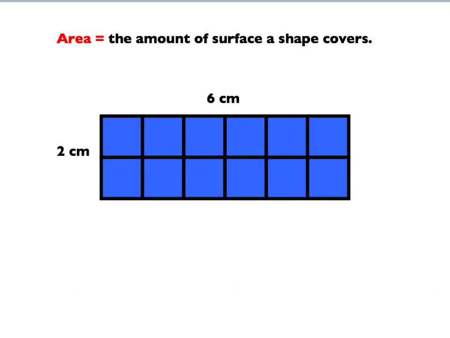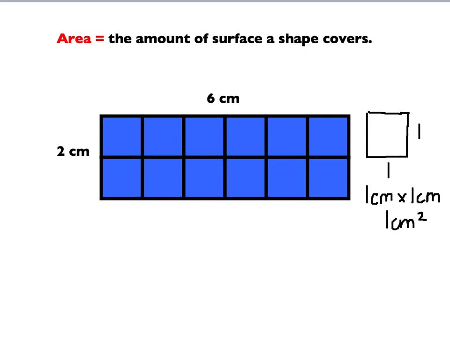Now let's look at area. Area is the amount of surface a shape covers. So we're looking at the measurement inside the shape now. I want to know how many 1 centimetre by 1 centimetre squares will fit inside the shape. And I can do this simply by counting the squares. 1, 2, 3, 4, 5, 6, 7, 8, 9, 10, 11, 12.